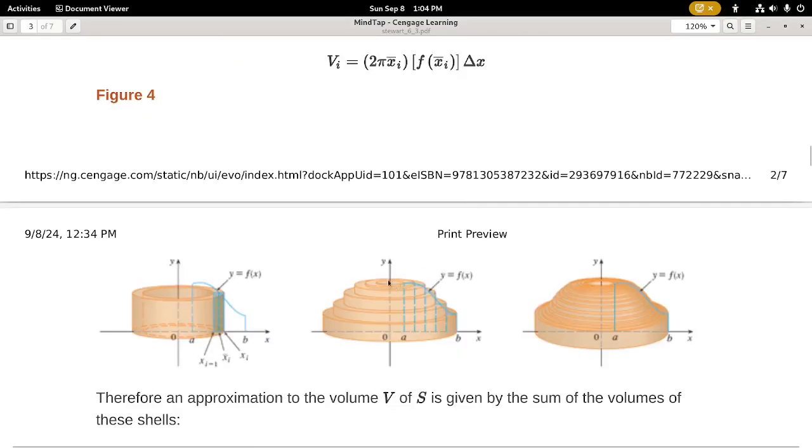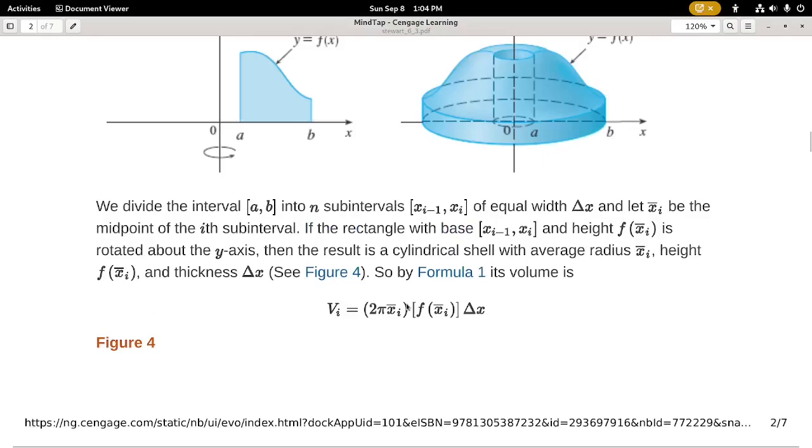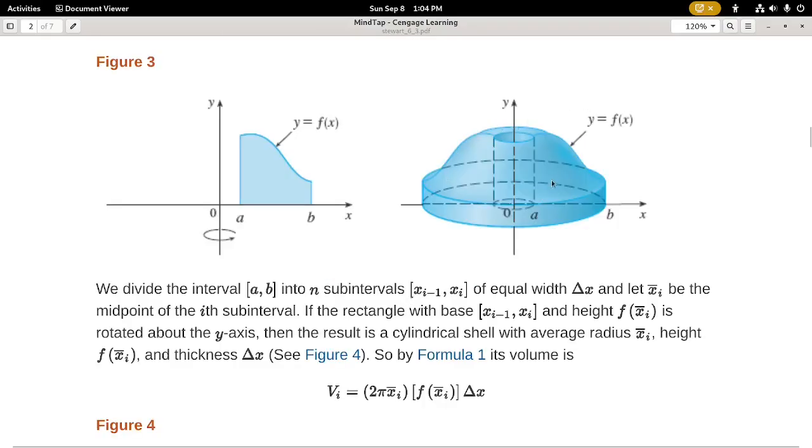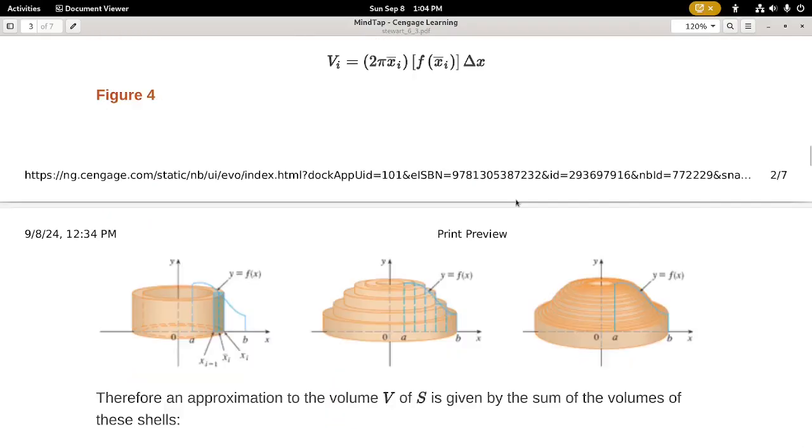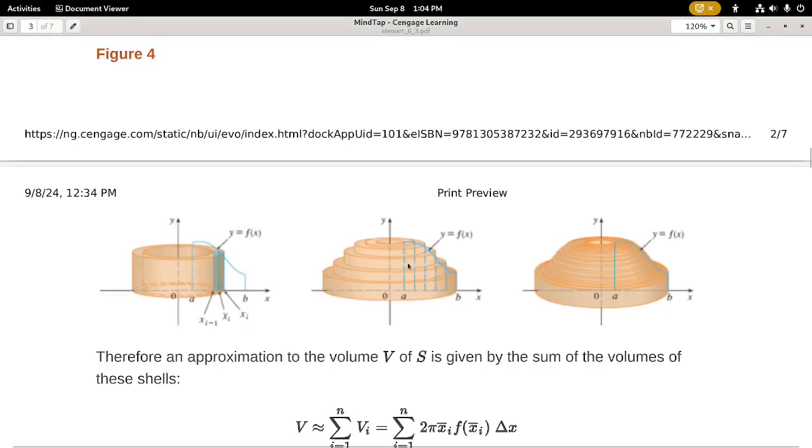If we compute the volume of these stacked up cylindrical shells, that should give us a good approximation to the actual volume we're trying to compute. As we make our cylindrical shells thinner and thinner, and take more and more of them, we get a better and better approximation. So how do we compute the volume of this stacked up set of cylindrical shells?